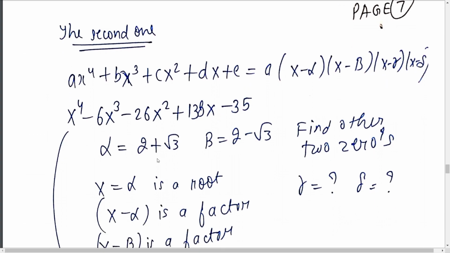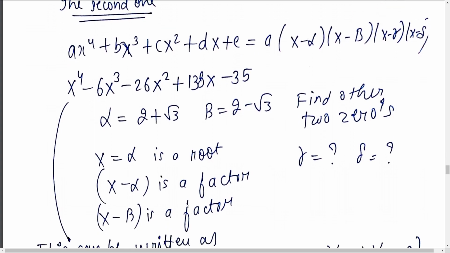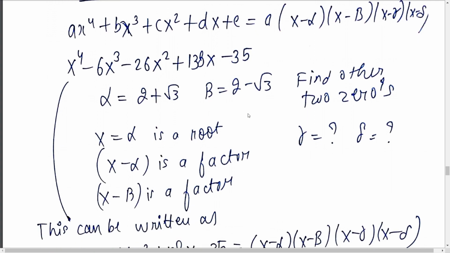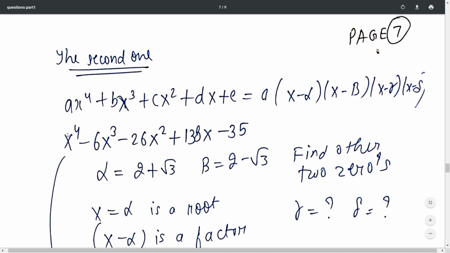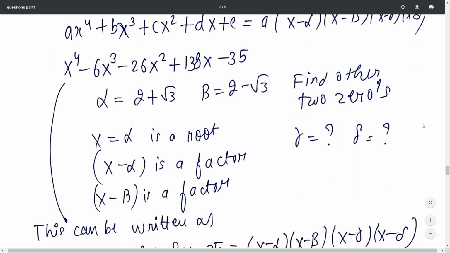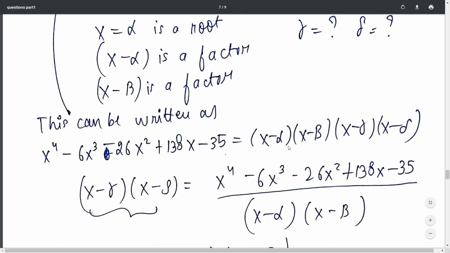So we are given alpha is 2 plus root 3, beta is 2 minus root 3, as the roots of this biquadratic polynomial. We have to find the other two zeros, gamma and delta. So x minus alpha is a root, so x minus alpha is a factor, right? If x minus alpha is a root, then x minus alpha is a factor of that polynomial. Similarly, x minus beta is also a factor of the polynomial because x equal to beta is a root given, right? So using this expression, I'm going to factorize this on a similar basis. Here a is 1, right? So it will be written as x minus alpha into x minus beta into x minus gamma into x minus delta, right? So I'm writing it here. I've written it like this.